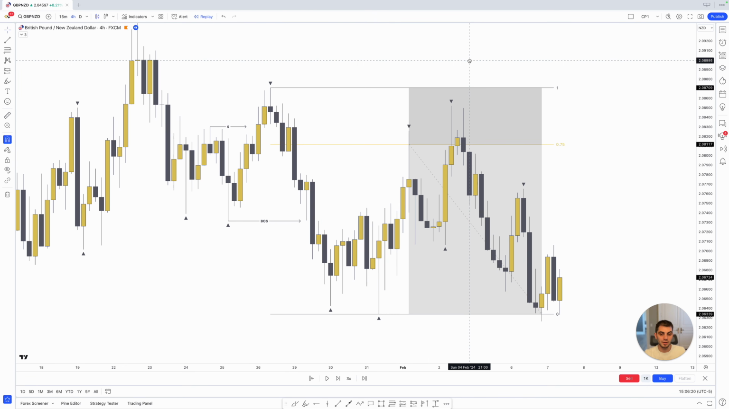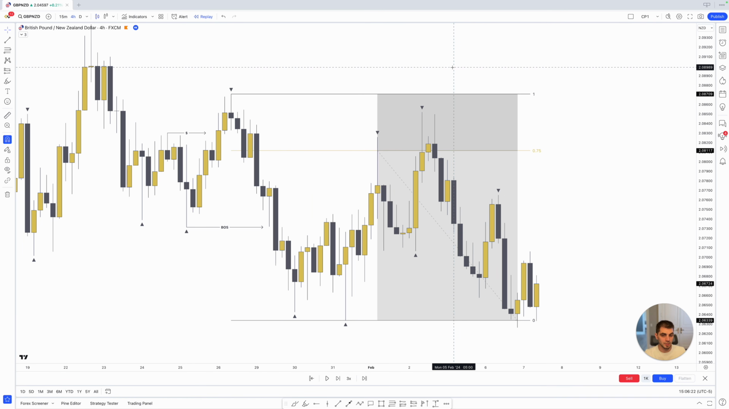So this was a pretty clear example of how I utilize the Fibonacci retracement tool in congruence with my other confluences that are part of my strategy. And this is on the 4-hour time frame. Now I'm going to do something a little extra for you guys today, and we're actually going to look at an example on the 15-minute time frame.